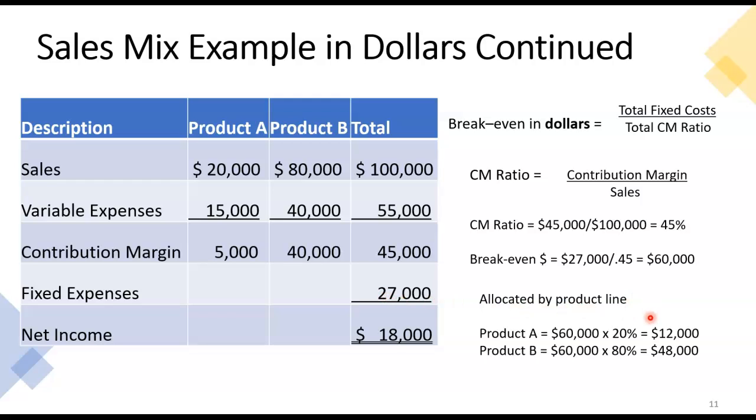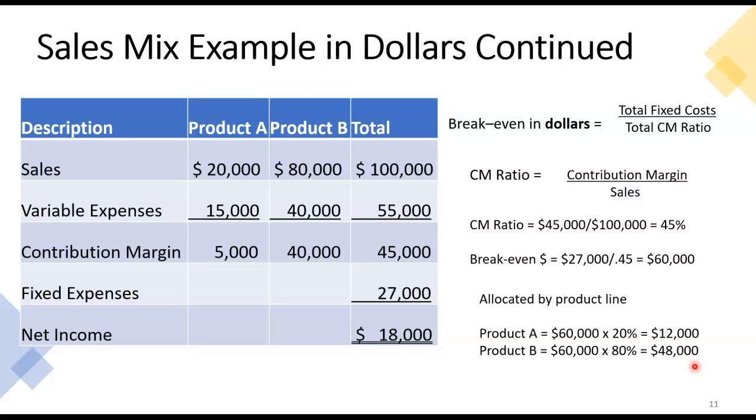So if we want to allocate that by product line, if we want to figure out what we need to do in sales to break even for both of these product lines, we just take our total break even, $60,000, multiply that by 20%, which is the sales mix percentage for product A. That'll give us $12,000 for product A. For product B, we just take our total break even, again, $60,000, multiply that by the sales mix for product B of 80%, and that's going to give us total sales of product B of $48,000. So this is what we would need to sell if we want to at least break even. Okay, we won't have a profit from this, but this is what will cover our variable expenses and our fixed expenses.